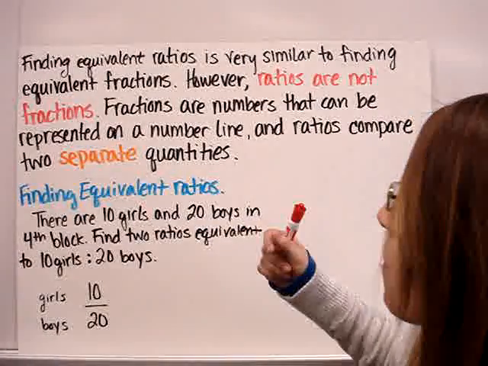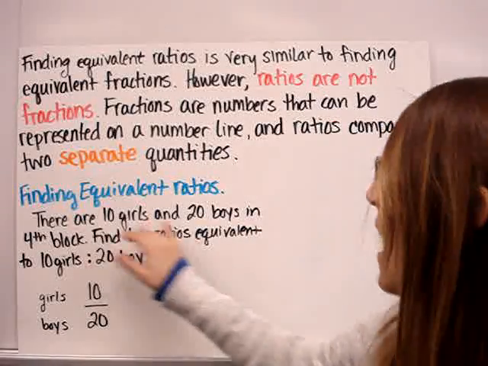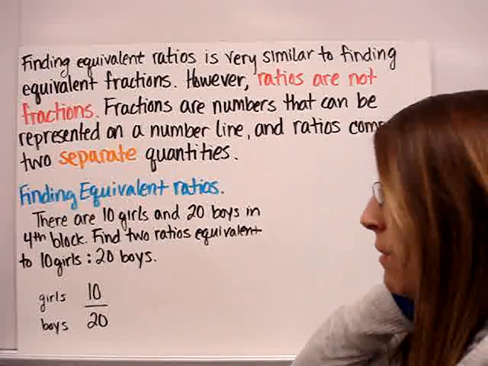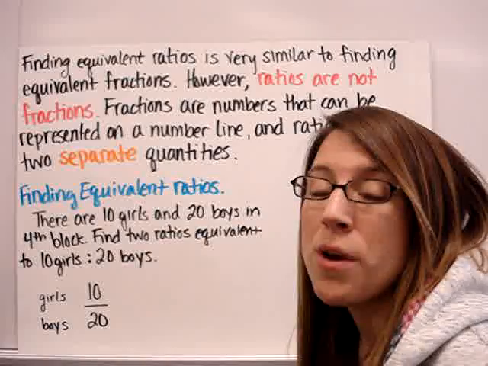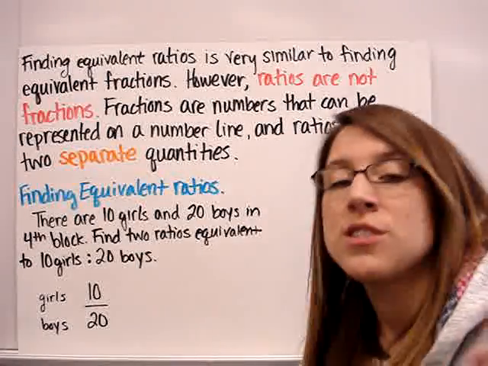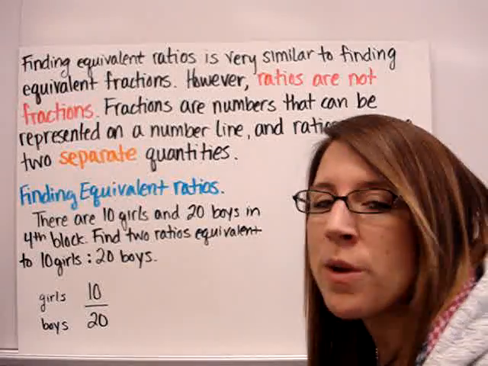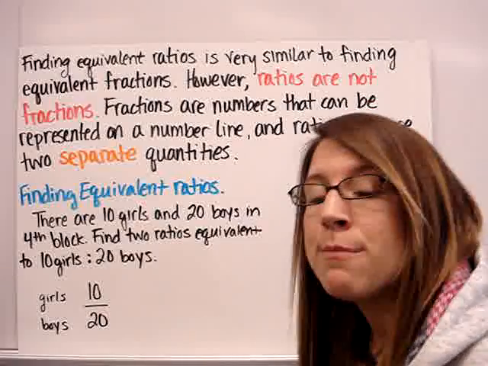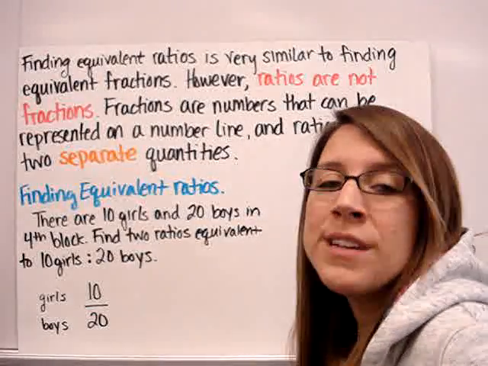Okay? So, if we want to find equivalent ratios, here's a scenario for you. There are 10 girls and 20 boys in 4th block. Find 2 ratios equivalent to 10 girls and 20 boys. Basically, what you want to do is maintain the relationship of girls to boys. Because the ratio is 10 girls to 20 boys, there are always going to be fewer girls than boys. It's important to note here that in a ratio, the order needs to matter.